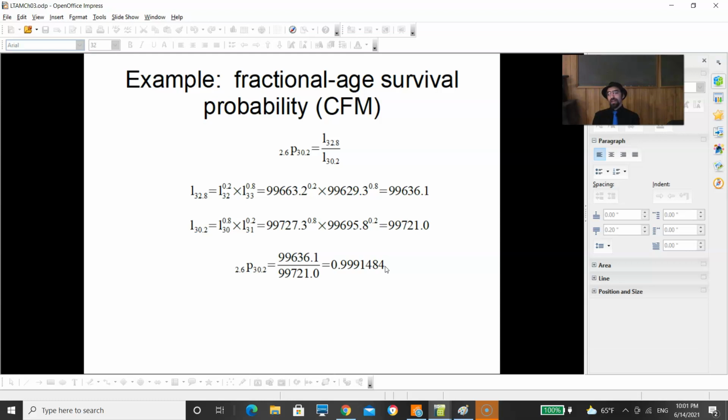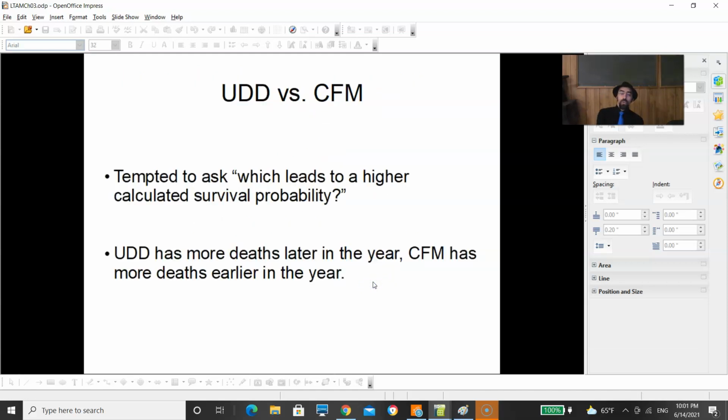Shouldn't surprise you that you got almost the same answer. You were using the same data, just slightly different reasonable approximations for what happens in between whole years. One thing that is reasonable to try to ask is which leads to a higher calculated survival probability. It's not that simple. It isn't that one function is more optimistic than the other. We know that after whole numbers of years, they have to be in agreement. So one can't be consistently more optimistic than the other.